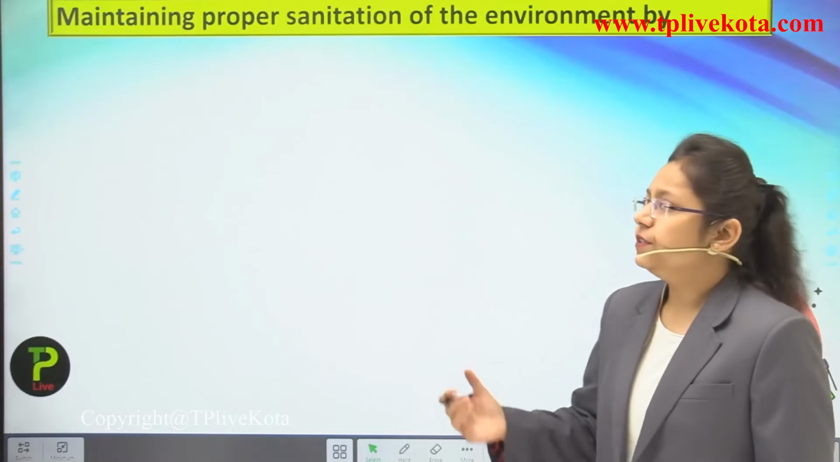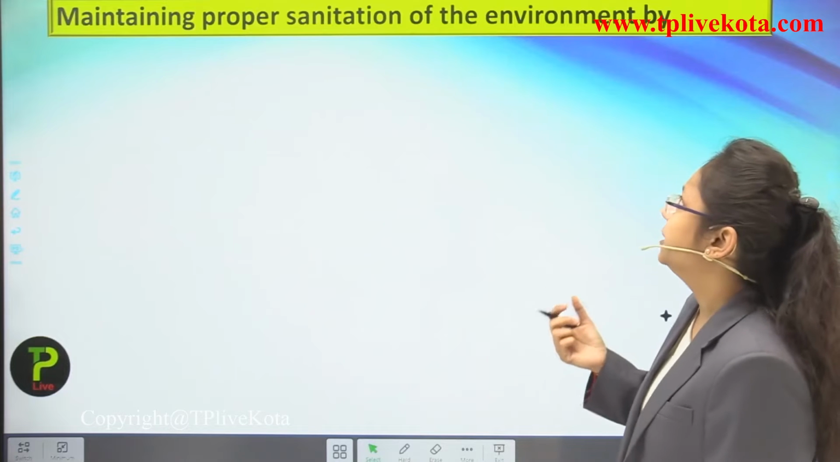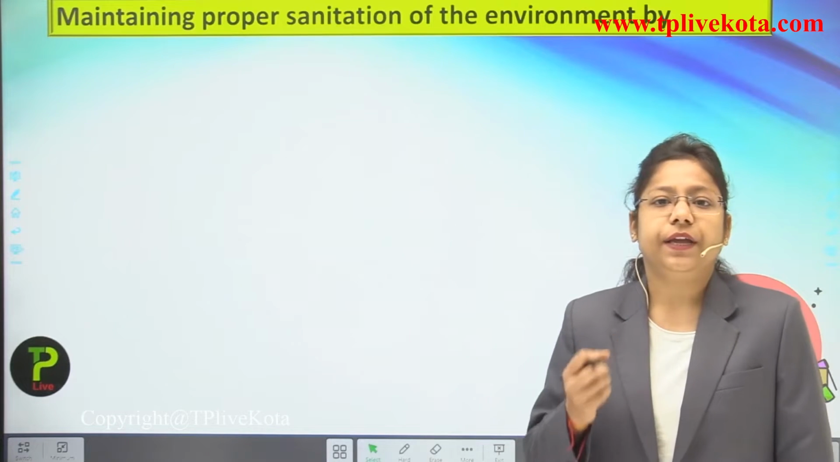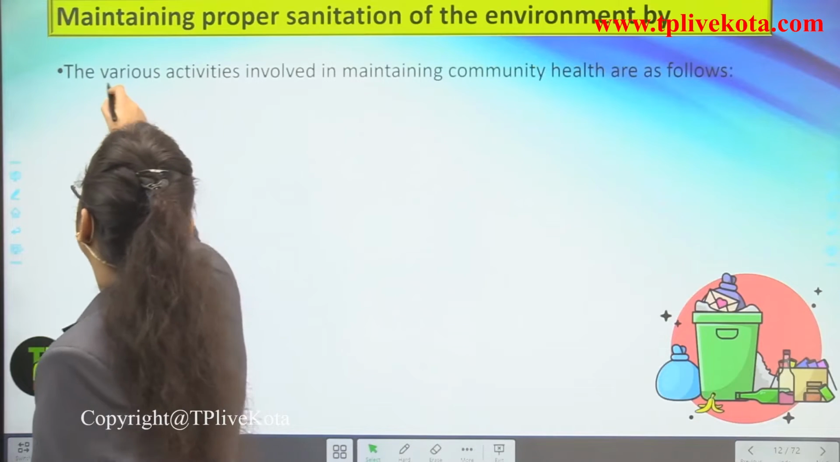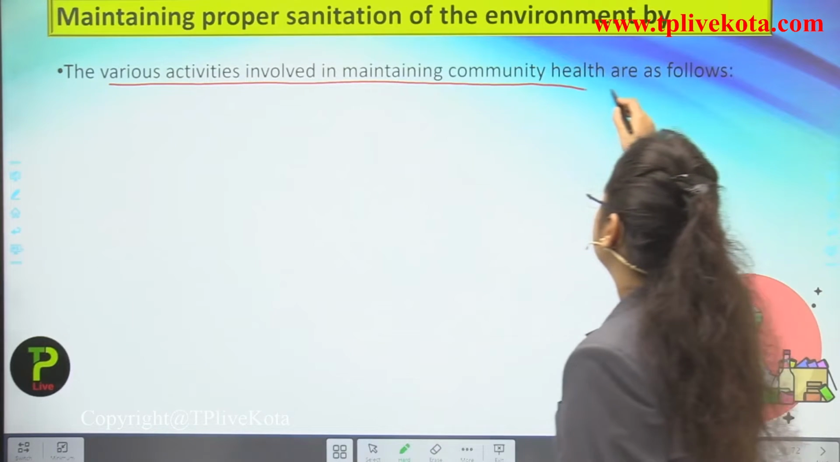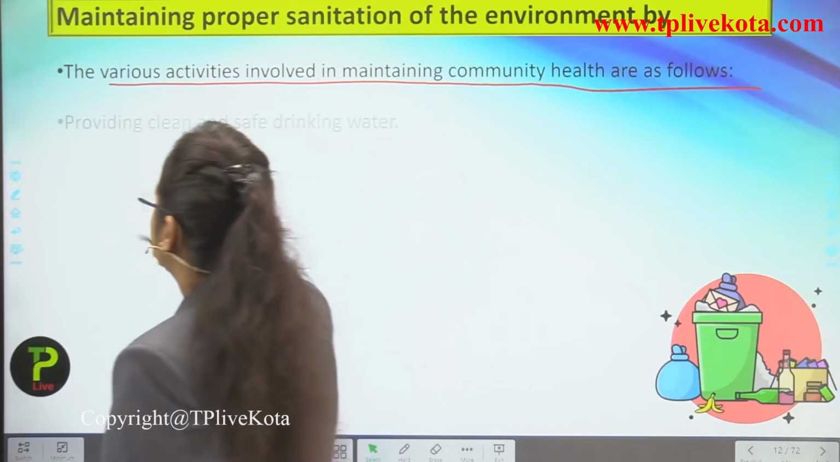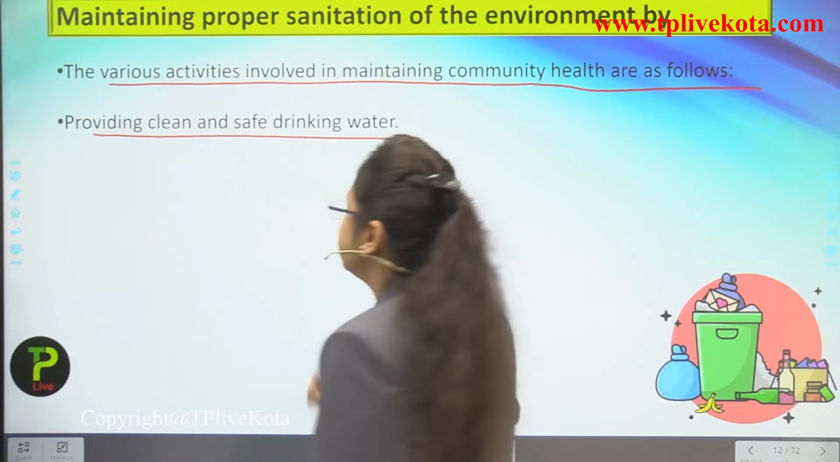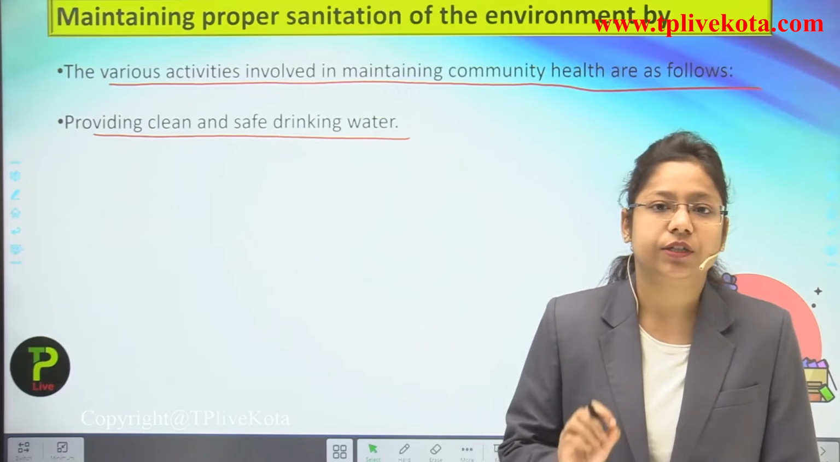Now students, we are going to learn how we should maintain the proper sanitation of the environment. How can we maintain the proper sanitation of the environment? So let us see. The various activities involved in maintaining community health are as follows. How can community health be maintained? The first point is providing clean and safe drinking water. Clean and safe drinking water should be provided.